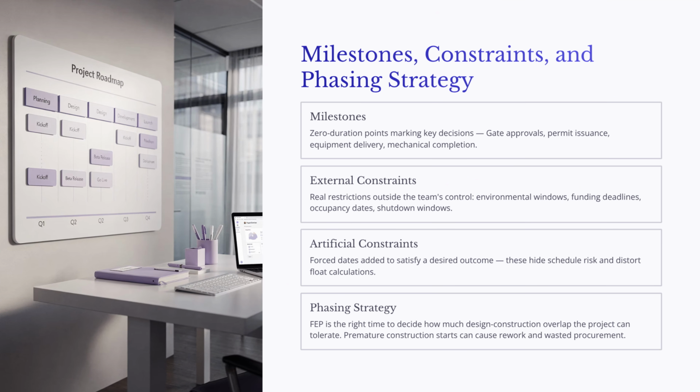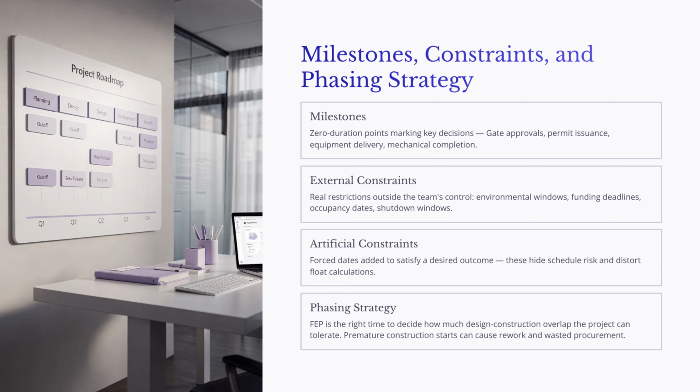A strong front-end schedule is built around meaningful milestones, real constraints, and a deliberate phasing strategy. Milestones are zero-duration points that mark important decisions or achievements. Examples include gate approvals, permit issuance, equipment delivery, mechanical completion, and substantial completion. They help leaders understand progress without losing sight of the overall project objectives.